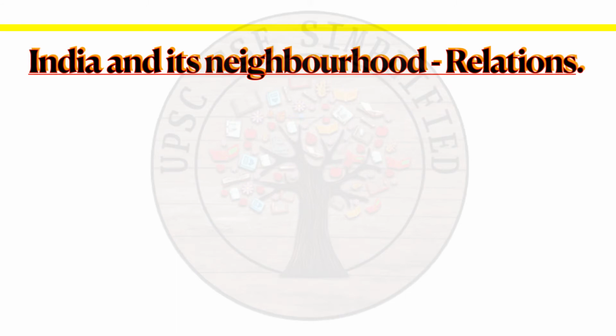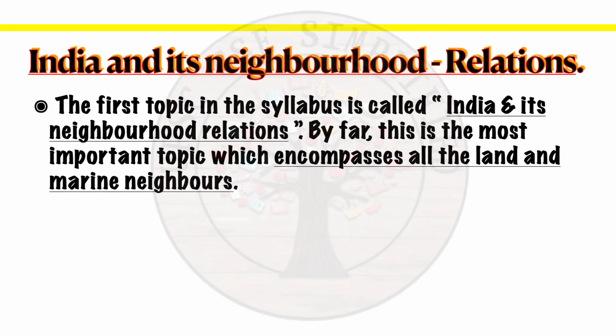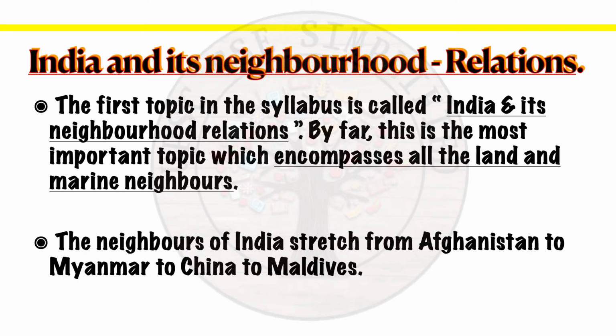First topic is India and its neighborhood relations. So this is our beautiful country India with our very beautiful neighbors like Bhutan, Bangladesh, Myanmar, Sri Lanka, Maldives. Yet some of the mischievous neighbors like Nepal, Afghanistan, China, Pakistan. The first topic in the syllabus is called India and its neighborhood relations. By far, this is the most important topic which encompasses all the land and marine neighbors. The neighbors of India stretch from Afghanistan to Myanmar to China to Maldives.